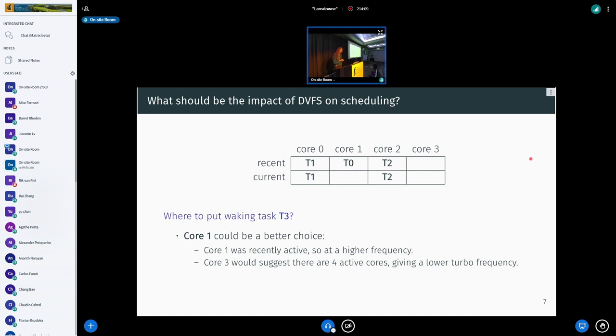And also, if we don't put T3 on core 1, but rather put it on core 3, then the hardware may think that there are actually 4 active cores, and that may cause the highest turbo frequency that's reachable to be lower than if it sees only 3 active cores.